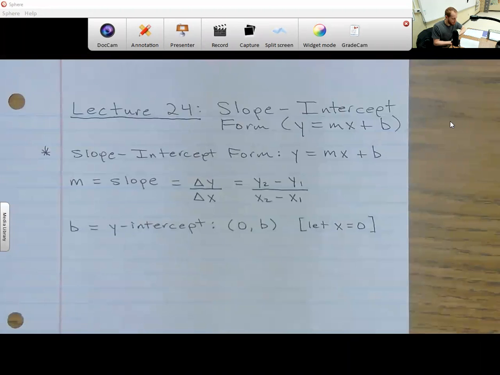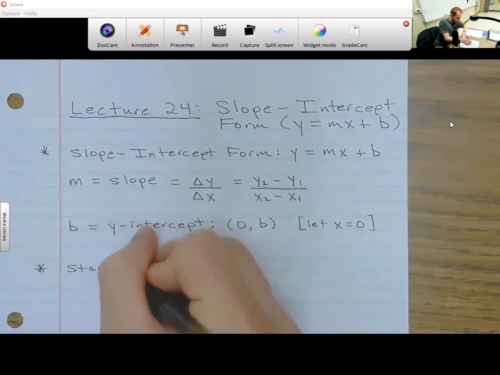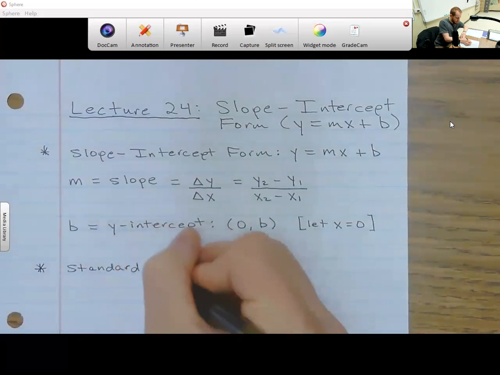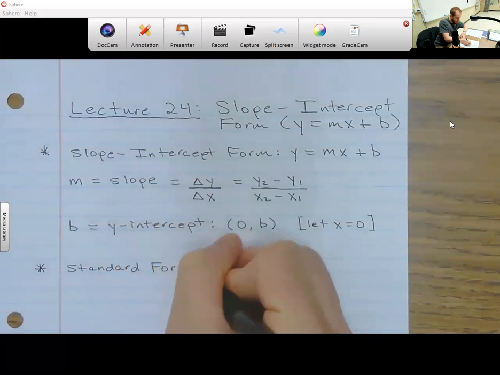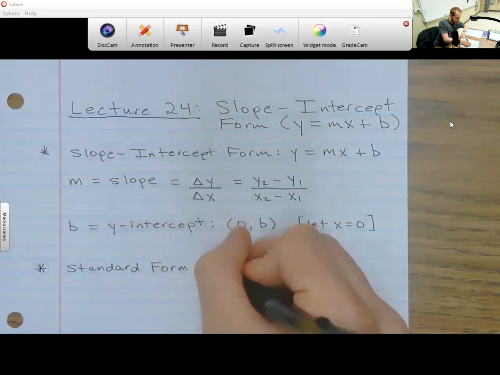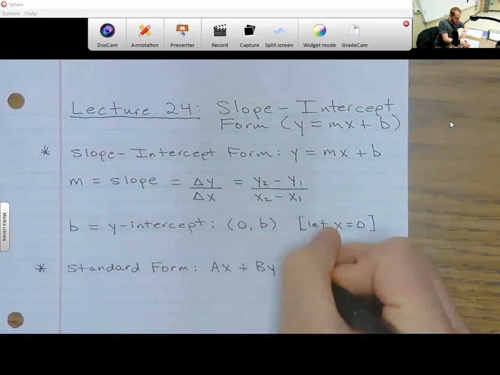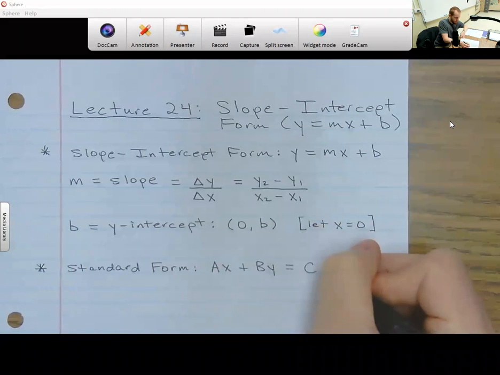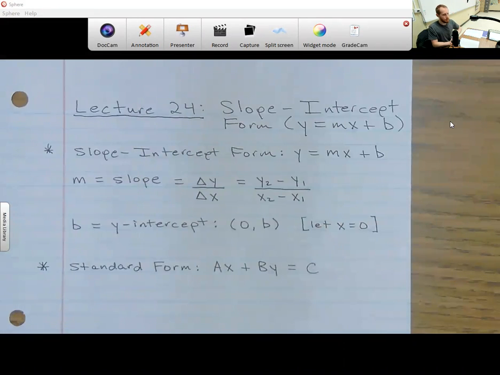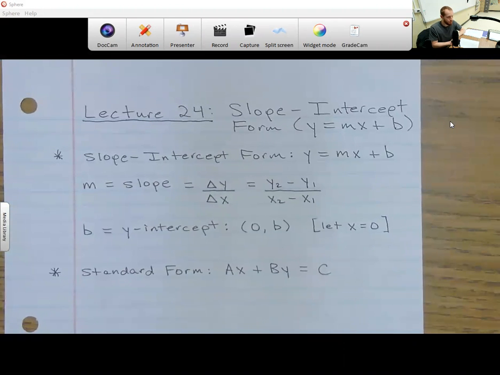So let's talk about standard form one more time. Standard form is kind of like slope-intercept form, except it's written differently. If you remember, it's ax plus by equals c, where a, b, and c are just regular numbers, and x and y are variables.